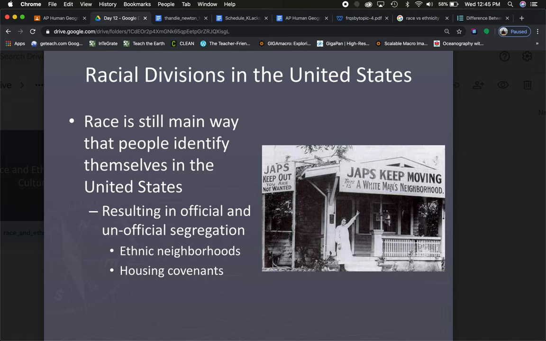This horrible sign says "Japs keep moving." This is a white man's neighborhood, right? And so a lot of these conflicts result in official or unofficial segregation, which promotes the idea that you have ethnic neighborhoods or certain parts of a city that are dominated by certain races, right? Or certain ethnicities. Okay.